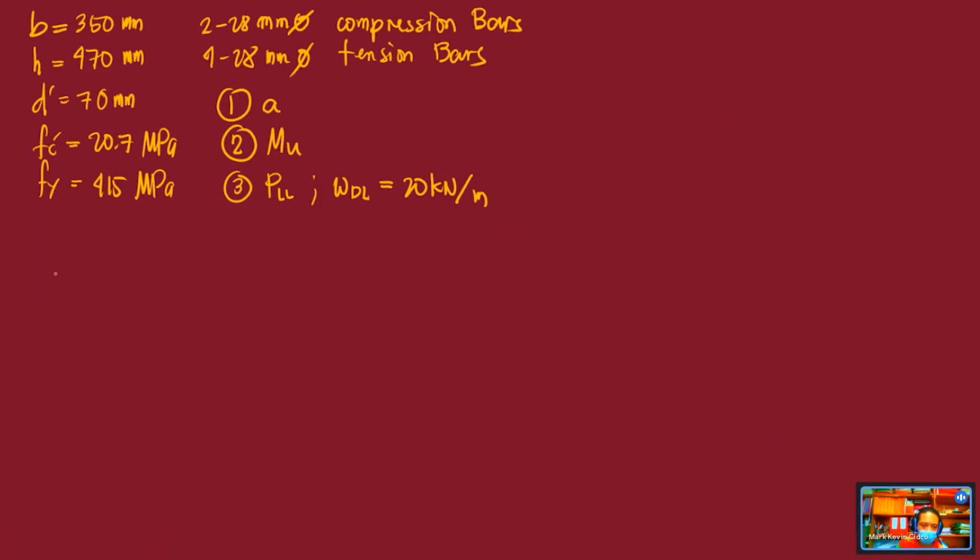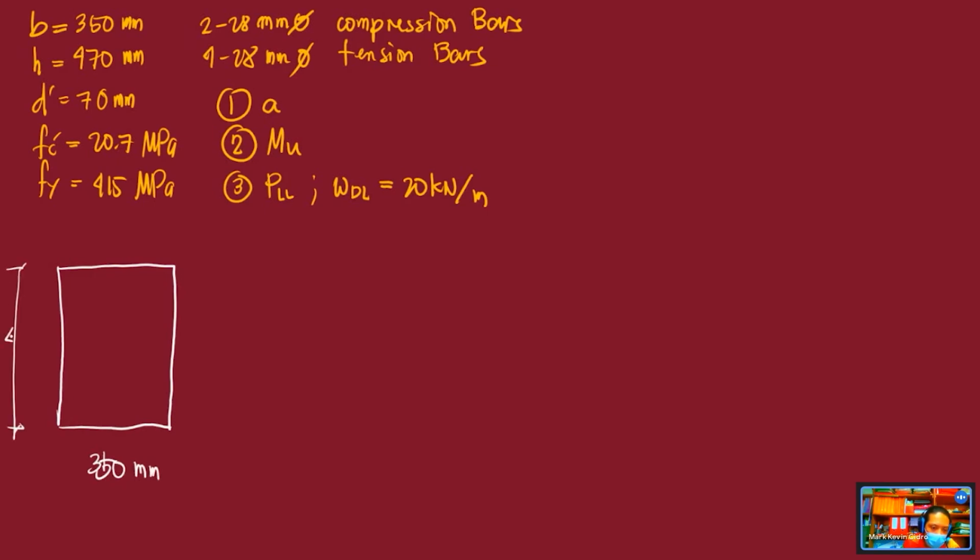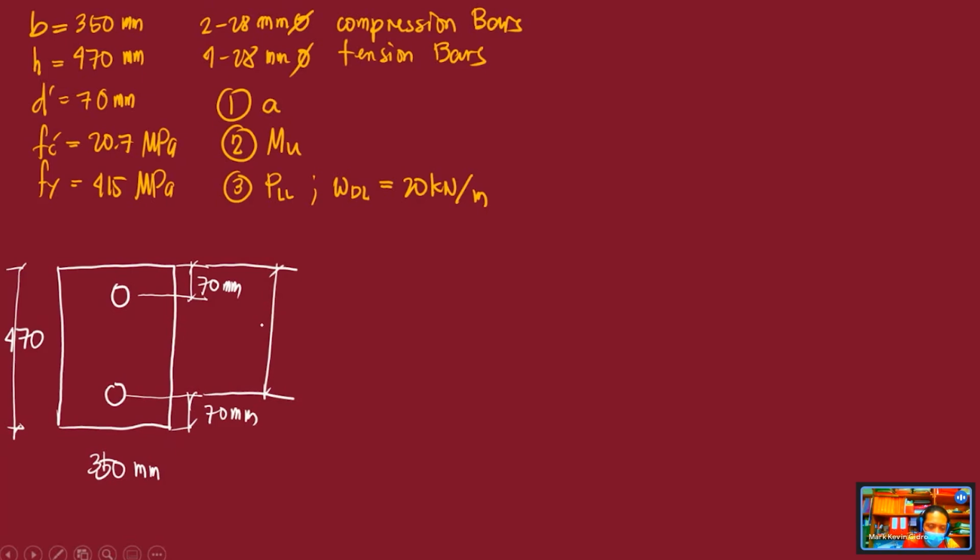So let us draw the beam. The dimension of the beam, 350 is its width. Its total height is 470. Then there is reinforcement. The distance of the reinforcement from the extreme fiber is 70. This is 70 mm, this is also 70 mm. And the distance from the extreme fiber to the tension steel is d. So 470 minus 70, 400 obviously. This is 400.